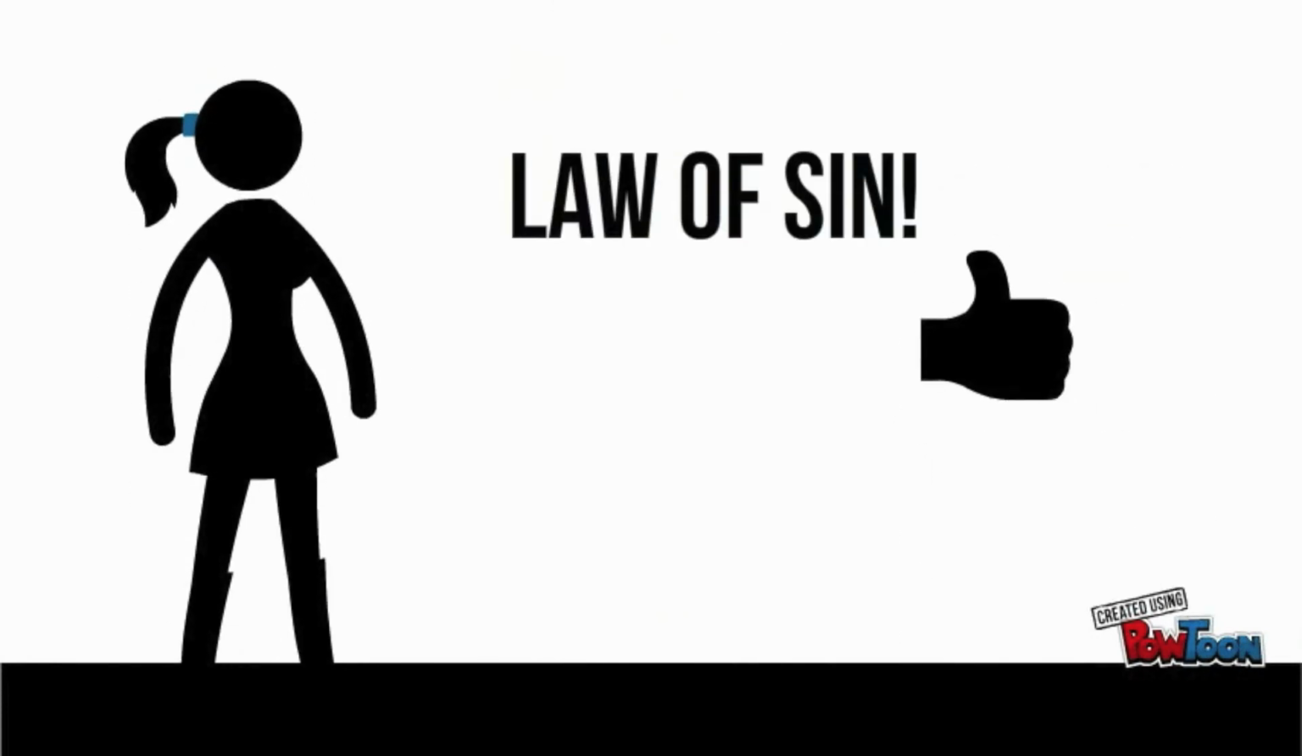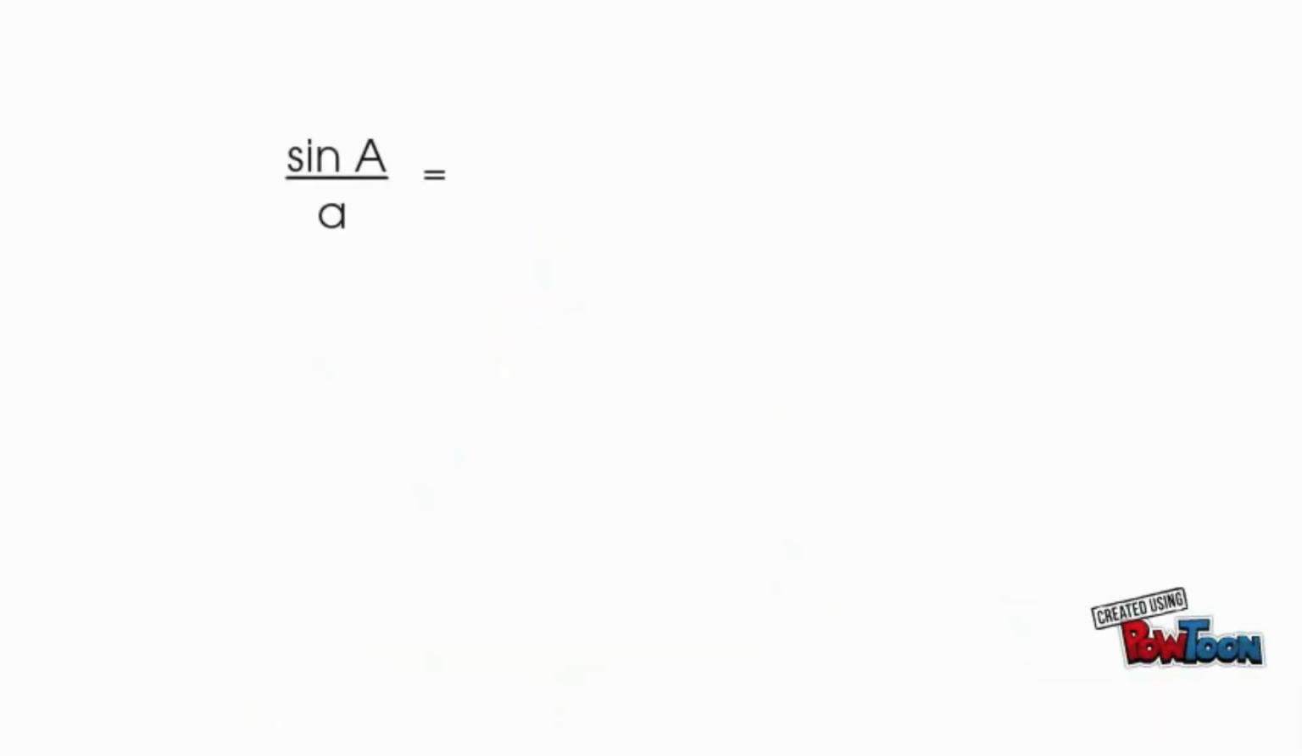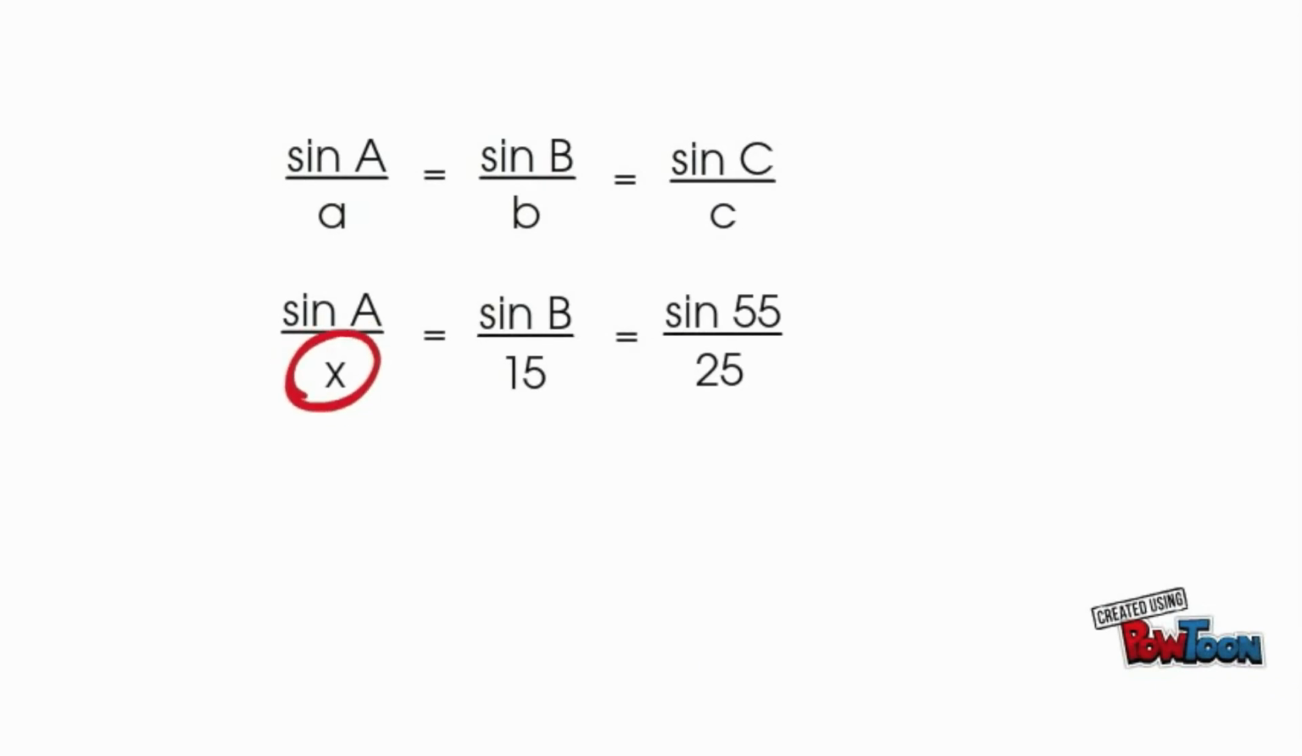Don't freak out. You can always solve this problem with law of sines. Now label all sides of your triangle with A, B, and C. Here's the law of sines. Now substitute the letters with your given values. Identify what you're looking for, which is X, and what you will solve for first, which is B.